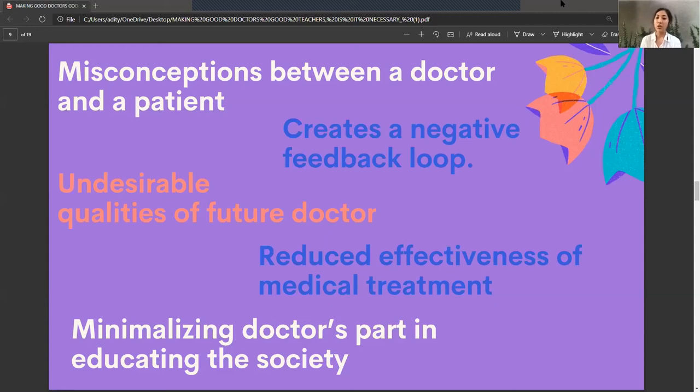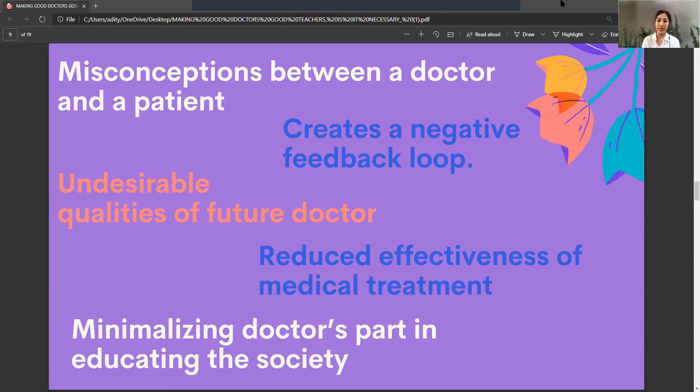A teacher who is not good usually fails to educate their students. This is the same with the doctor and patient relationship. Patients have the right to know the illness they have, and a doctor has to be there to educate them. The fifth one is minimizing the doctor's part in educating the society.